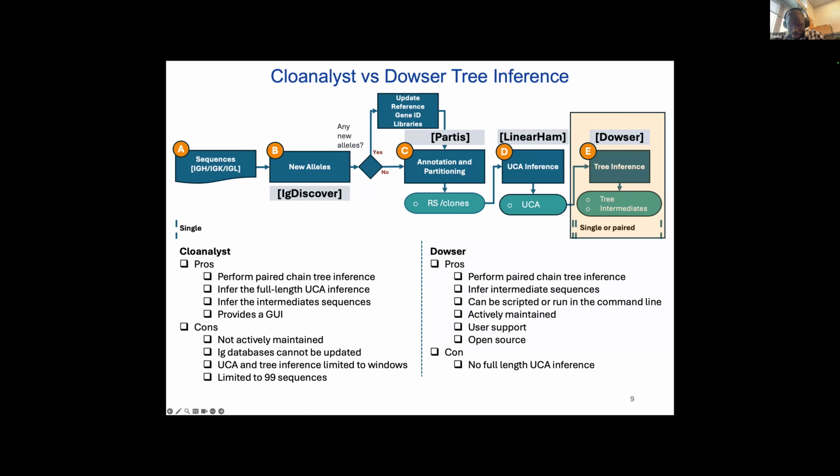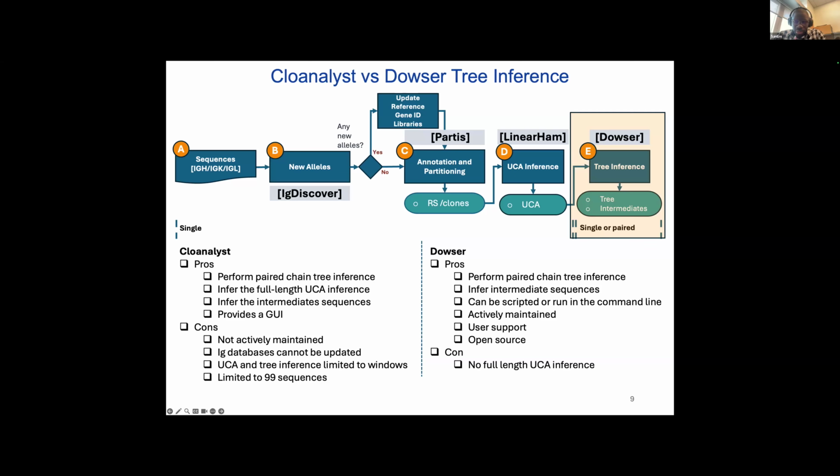and it offers no provision for you to use your own UCA. On the flip side, Dowser allows us to script and run it from the command line, making it suitable for workflow integration. It is actively maintained, has great user support, and is open source, with its only limitation being the inability to infer a full-length UCA that includes the N-nucleotide regions. Although we know that the developers are actively working on this, and we are hopeful that this feature will also be available soon. However, the cool thing about Dowser was that while it did not infer the UCA for us, it allowed us to provide our own.